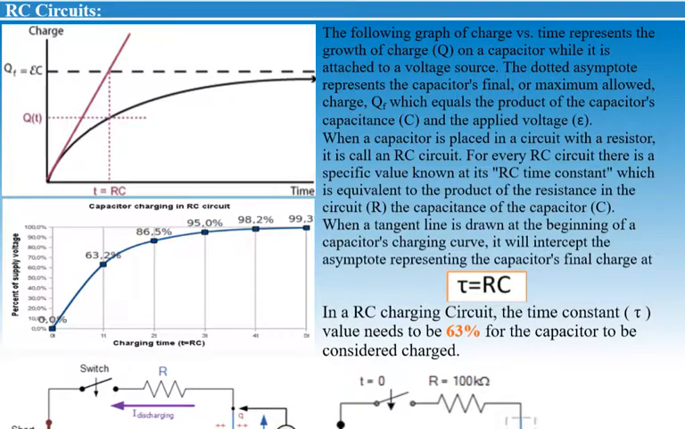So it takes time for a capacitor to fully charge. The following graph, where you have the charge over time, represents the charge of the capacitor while it is attached to a voltage source. The dotted asymptote represents the capacitor's final or maximum allowed charge, and Q final is the maximum charge that it can have. If the capacitor is placed in a circuit with a resistor, then you have an RC circuit.